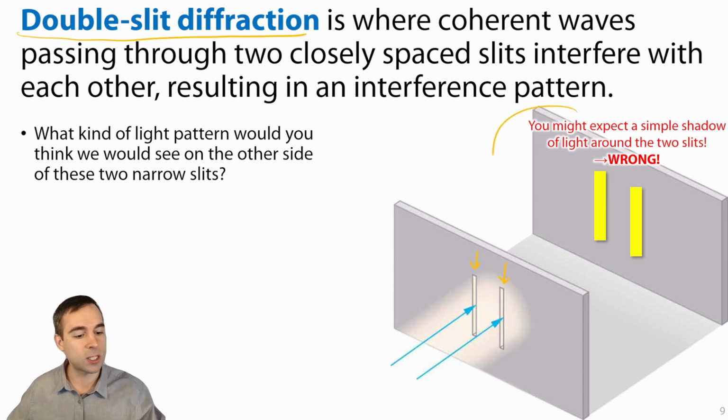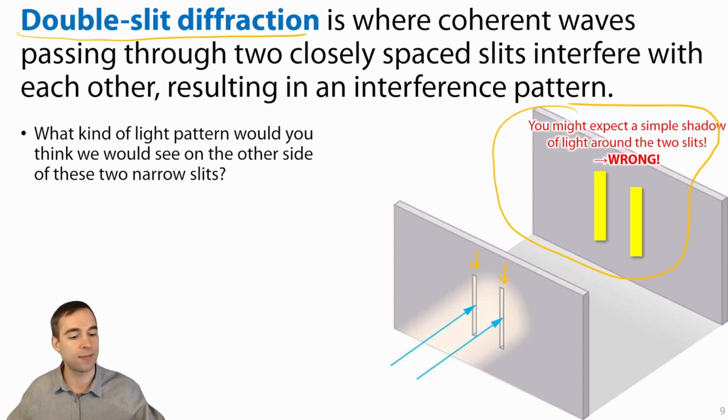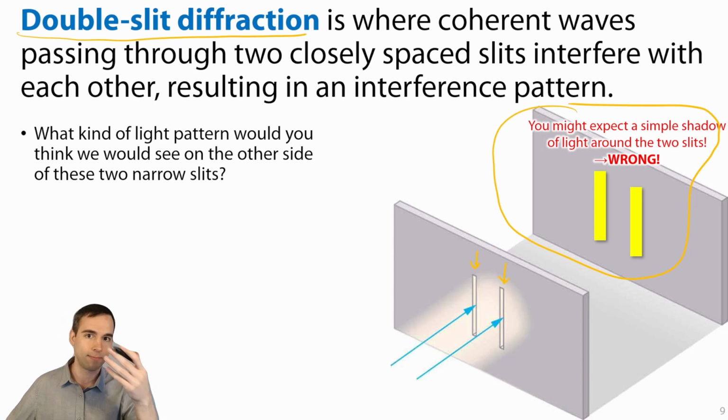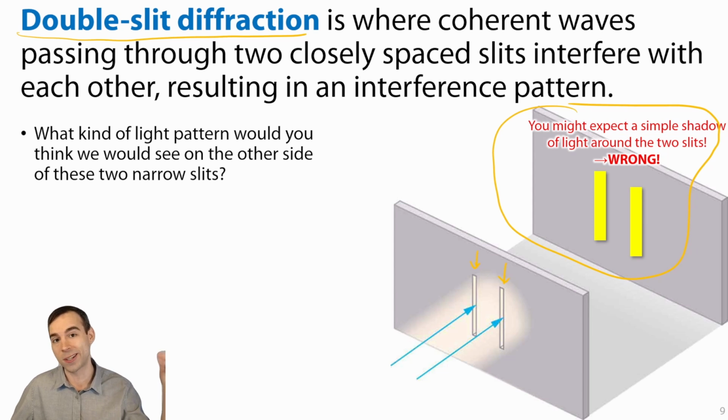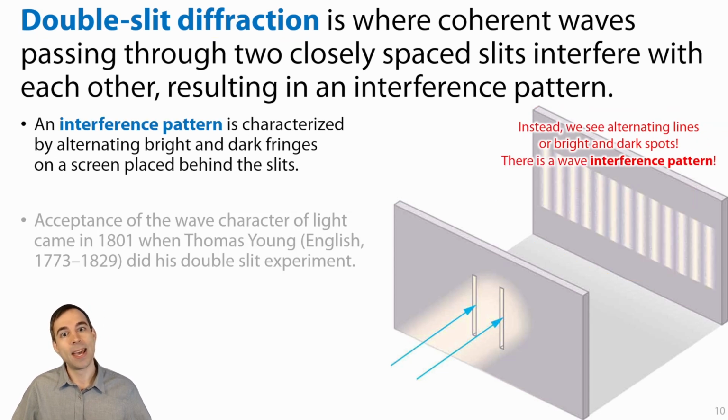So you might expect to see on the other side of this filter or slit window something like this spotlight, where we just have two bright lines going through the openings. But this is wrong. This is not what we see with light traveling through two very small slits. Instead, what we see is something very strange.